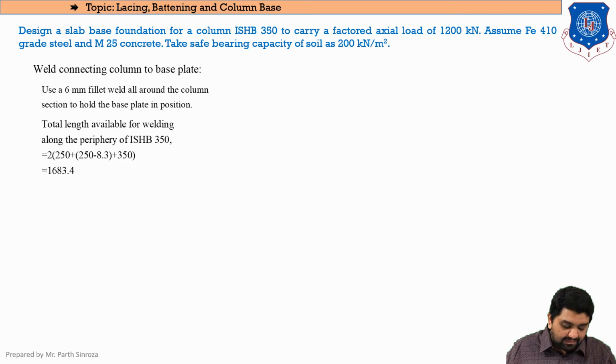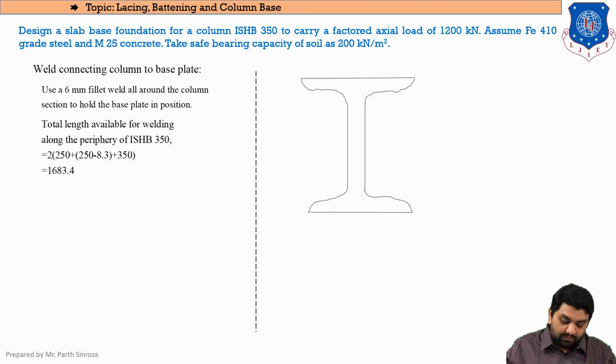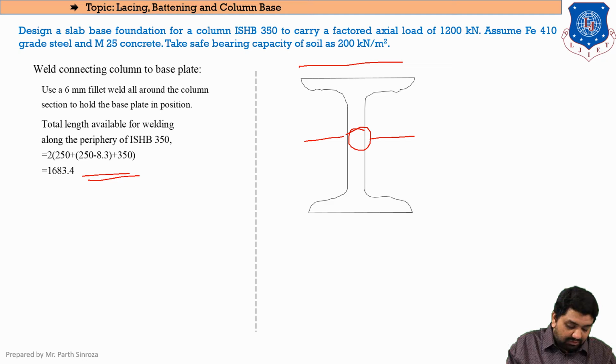Clear? So the next thing will be to find the length of the welding along the periphery, because we will be welding along the periphery of our I column. This is the width of flange, this is the overall height, or you can say H value, this will be the TF value, and this will be our TW value. So we will be finding the periphery of this. The calculation of periphery can be done this way: 250, that is our width of flange, plus 250 minus 8 by 3, that means deducting the thickness of weld from this 250, and plus our height.